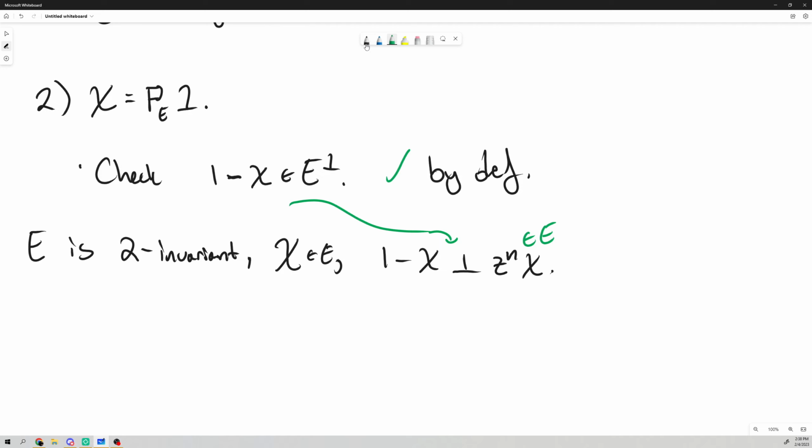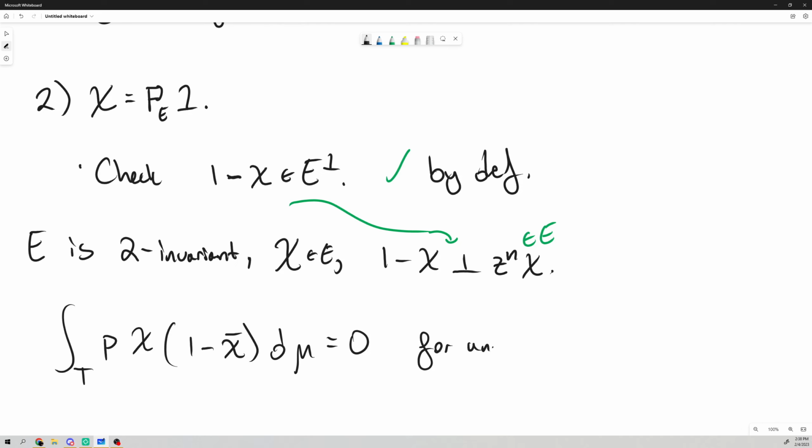Because of this, we know that for any trigonometric polynomial p, which we talked about earlier, the integral over T of p times chi times, this is just the inner product, 1 minus chi bar d mu, is going to be equal to 0 for any trig polynomial p.